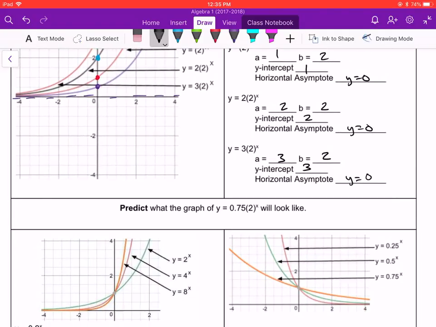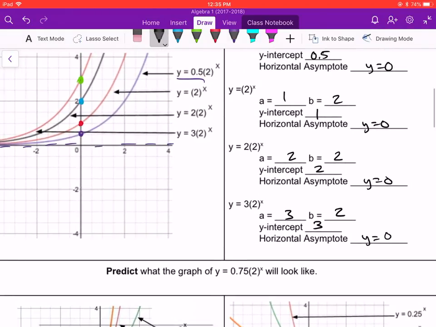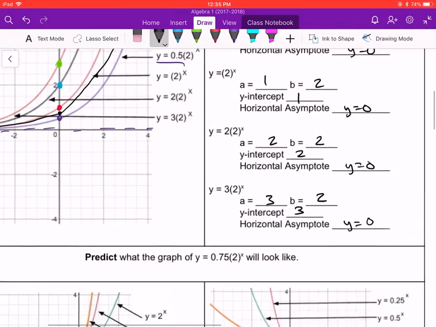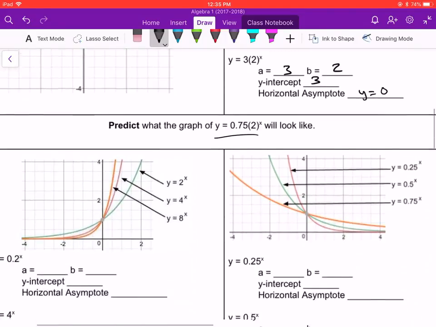So if you wanted to predict what 0.75 times 2 to the x would look like, it'd probably be somewhere in between, where we start at 0.5, and it should look something like that. That was an awful line graph there, but that's what 0.75 times 2 to the x would look like.